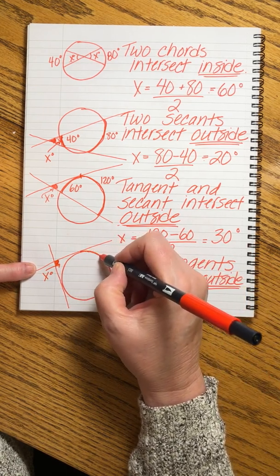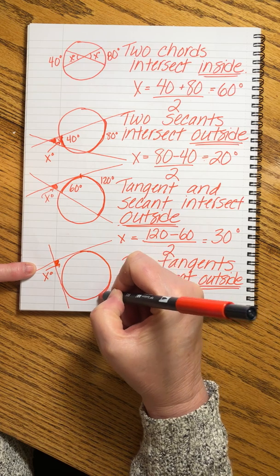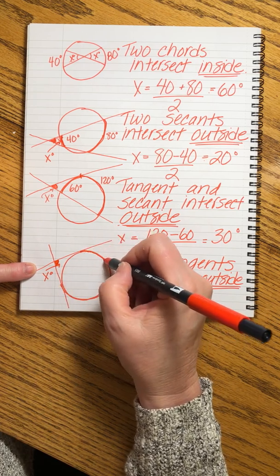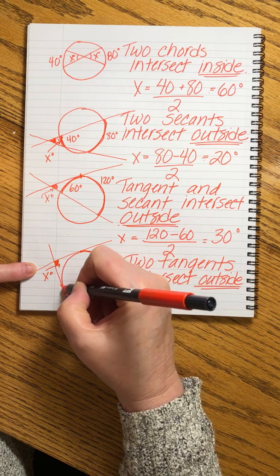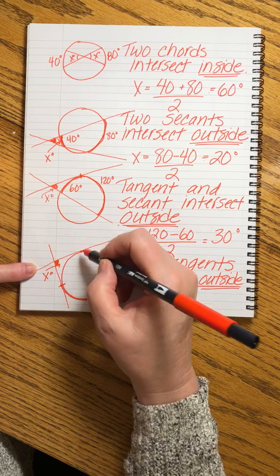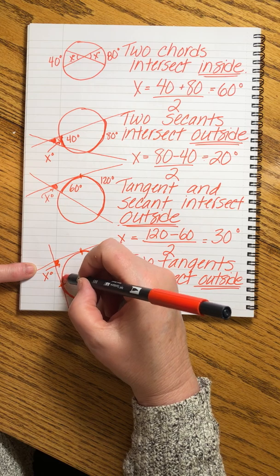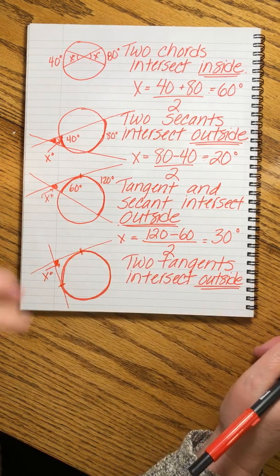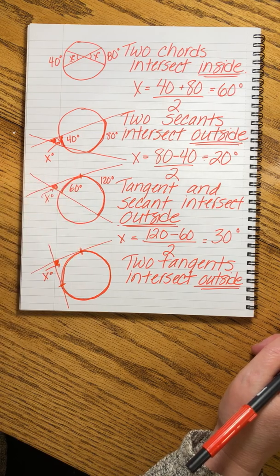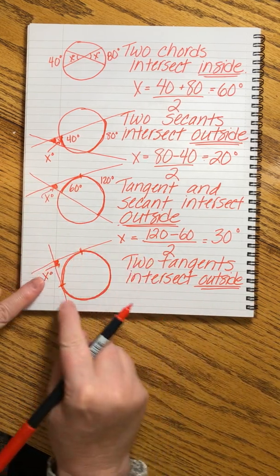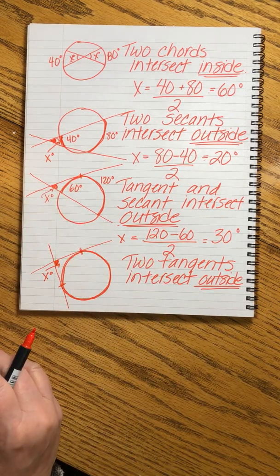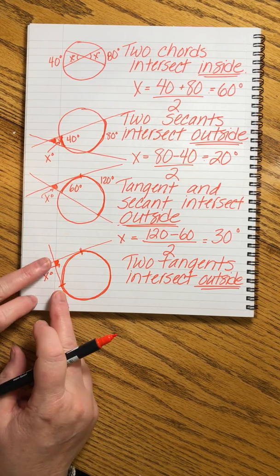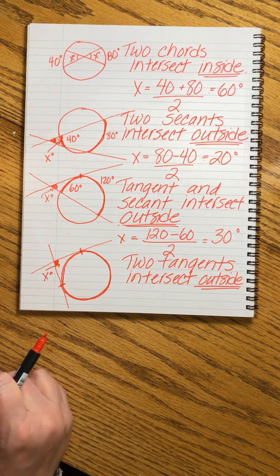Now, what's interesting about these tangents, when we have two tangents, is that between the outer intercepted arc and the intercepted arc, it's the whole circle, right? Because the tangents just touch at a certain point. So we're getting the whole circle in the end. That's an interesting thing to keep in mind. Two tangents intercept the whole circle.